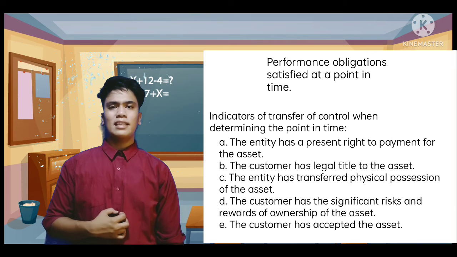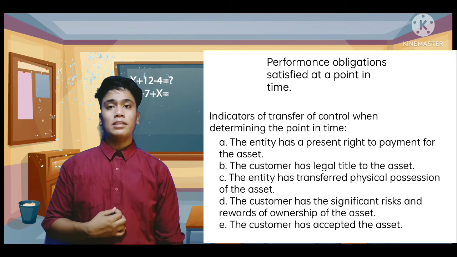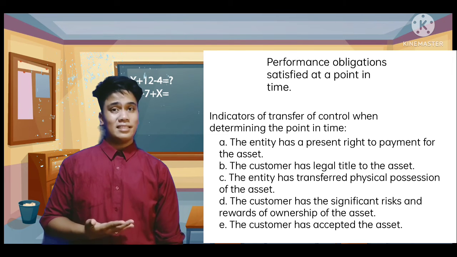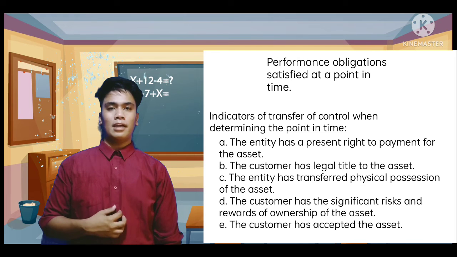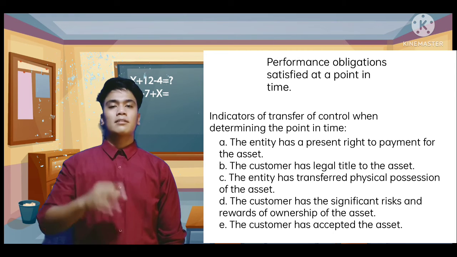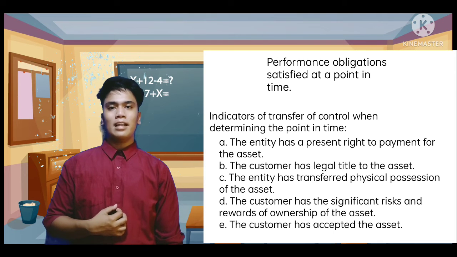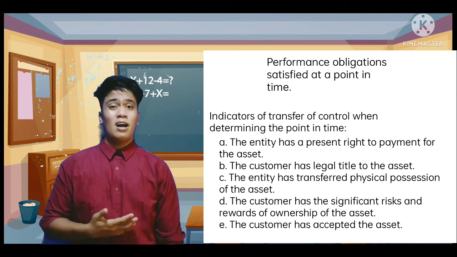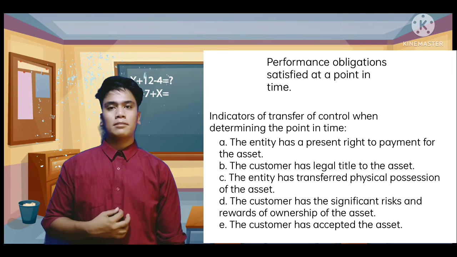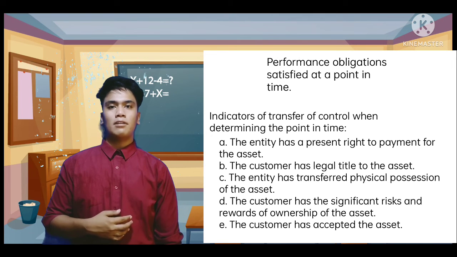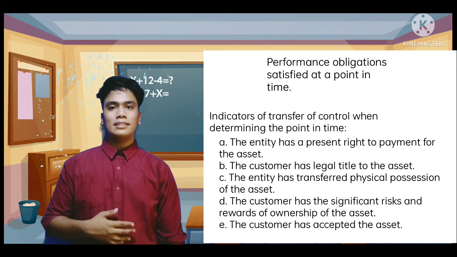However, the entity is not precluded from transferring control of an asset to the customer if the entity retains the legal title solely to protect the collectibility of the transaction price. In this case, revenue may nevertheless be recognized. Pangatlo, the entity has transferred physical possession of the asset. However, physical possession may not coincide with control of an asset if the sale is subject to a repurchase agreement or the sale is in fact a consignment agreement.